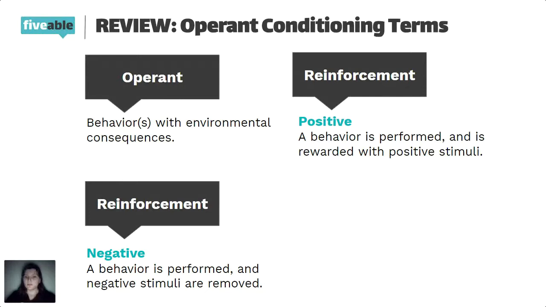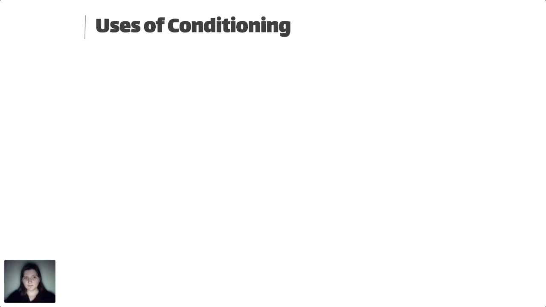For a positive stimuli, an example would be if you have a kid who turns in his homework on time, you can reward the kid with candy, and that's a form of positive reinforcement. Or negative reinforcement, let's say, if you don't get your homework done, you have a curfew at 9:30. That'll be removed if you get your homework done, which is when that negative stimulus is removed. Now moving into the uses of conditioning.